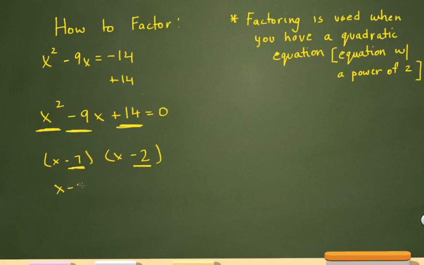And again, I can set my x minus 7 to 0. I can set my x minus 2 equal to 0. And that'll give me x equals 7 or x equals 2.